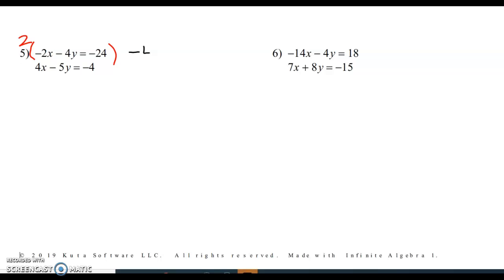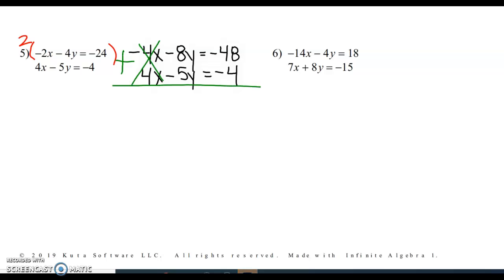So 2 times negative 2x is negative 4x. 2 times negative 4y is negative 8y. 2 times negative 24 is negative 48. Bottom one staying, 4x minus 5y equals negative 4. I have my opposites now, so I add them up, say bye-bye to my opposites. Negative 8y and negative 5y is negative 13y. Negative 48 and negative 4 is negative 52. And negative 52 divided by negative 13 is positive 4.